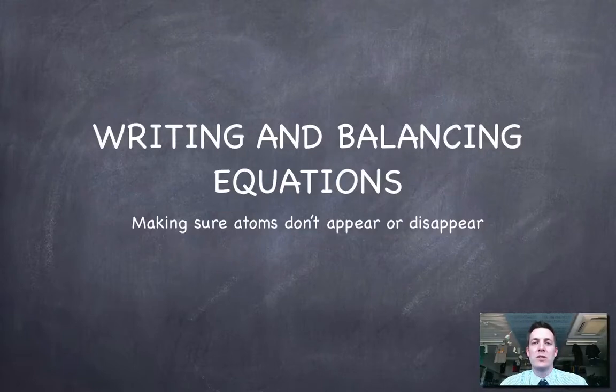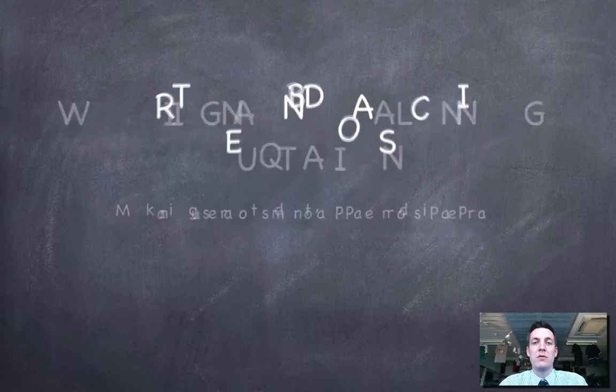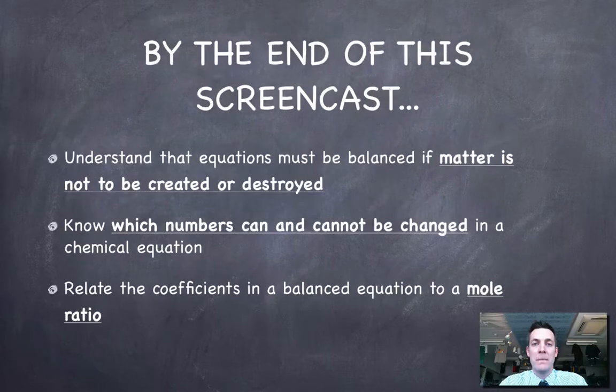Hello, and welcome to this film, which is all about writing and balancing chemical equations. Now, it might seem slightly odd that this is in the middle of a series of films about quantitative chemistry where we deal in calculations, but hopefully by the end of this film it will be obvious why it's here, and hopefully you'll understand the law of conservation of mass, that things can't be created or destroyed, and therefore equations have to be balanced.